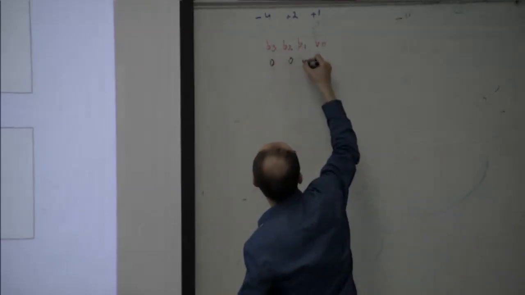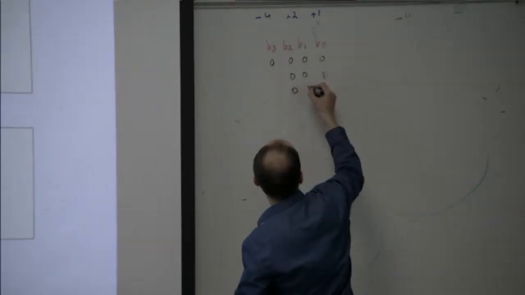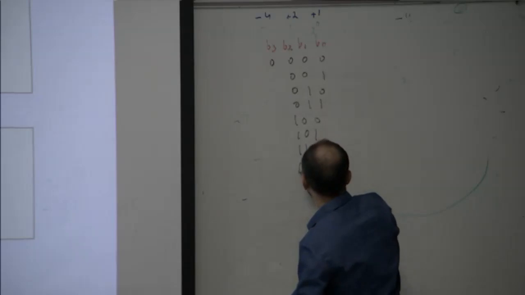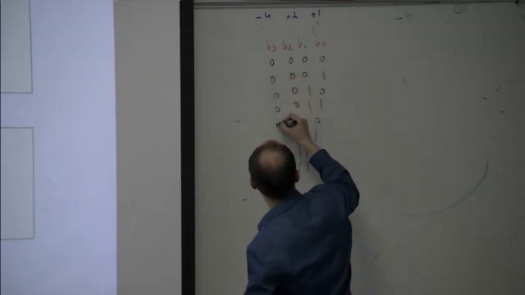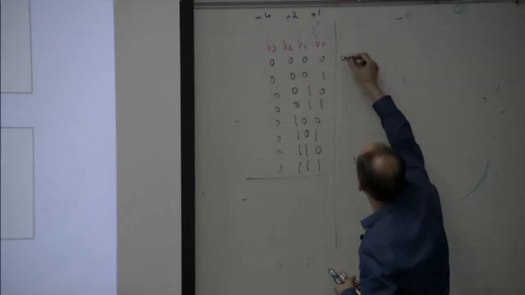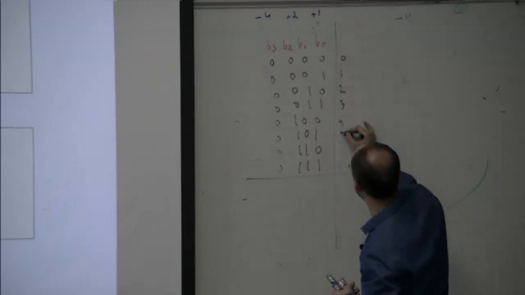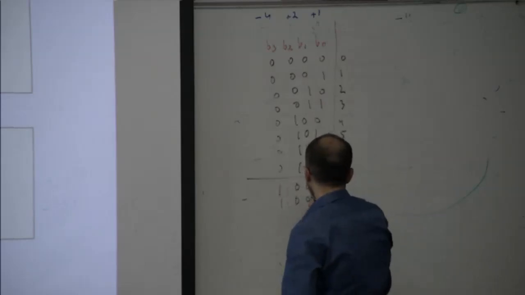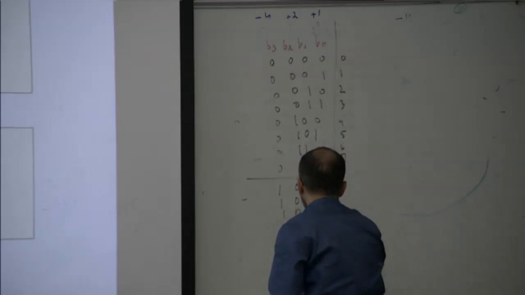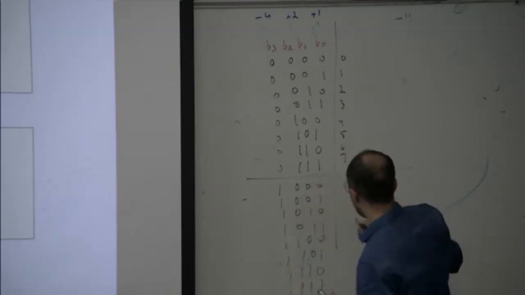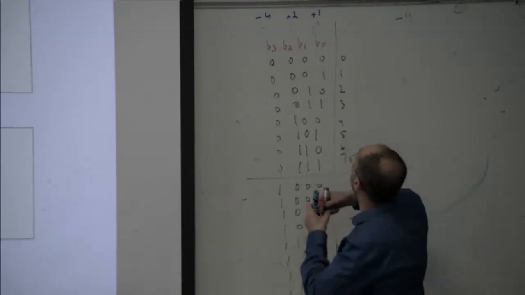So we write the 4-bit codes: 0 0 0 0, 0 0 0 1, 0 0 1 0, 0 0 1 1, 0 1 0 0, 0 1 0 1, 0 1 1 0, 0 1 1 1. All of them are what? 0. These are the numbers 0, 1, 2, 3, 4, 5, 6, 7, and then 1 0 0 0, 1 0 0 1, 1 0 1 0, 1 0 1 1, 1 1 0 0, 1 1 0 1, 1 1 1 0, 1 1 1 1. Now, what is its weight?